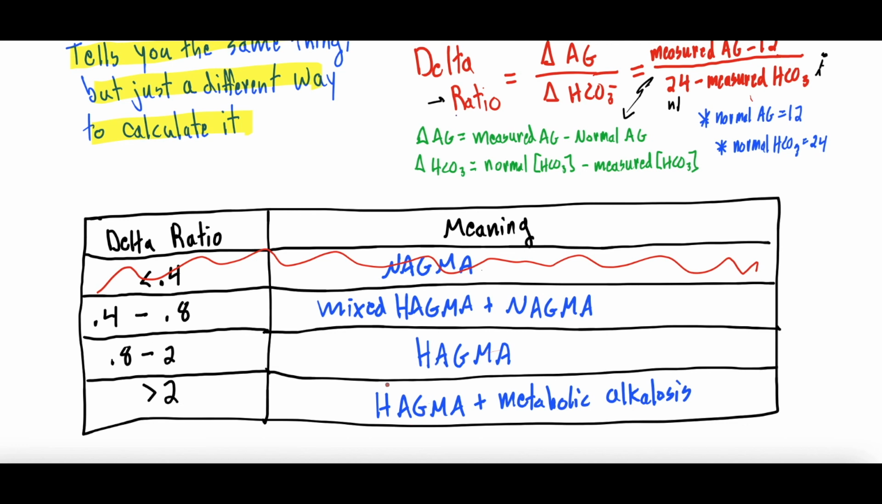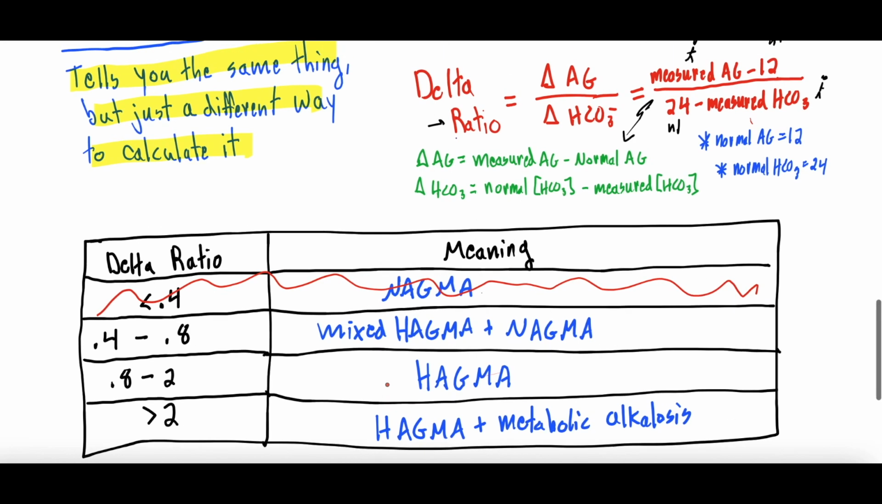So the delta ratio is just another way to think about the delta. You can do the delta gap, you can do the delta ratio, whichever one you'd like to do is fine. Both get to the same endpoint.